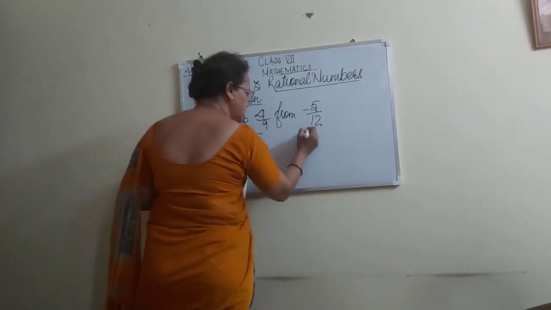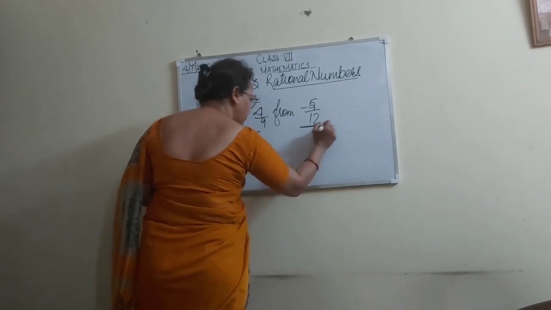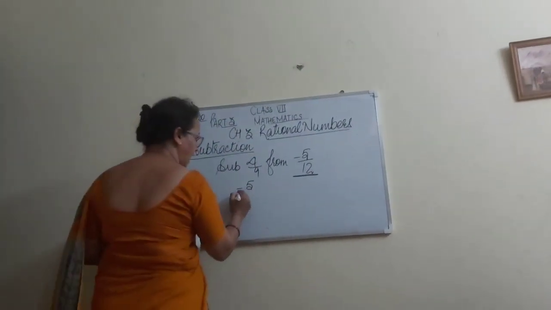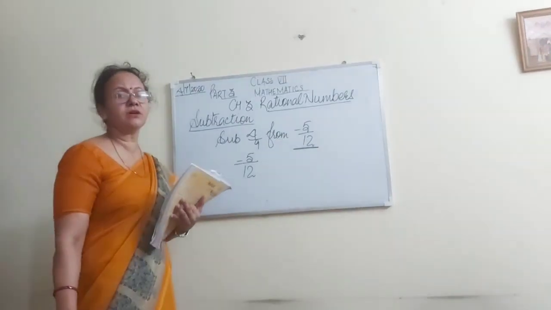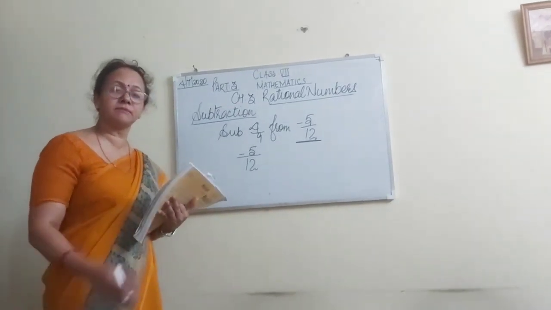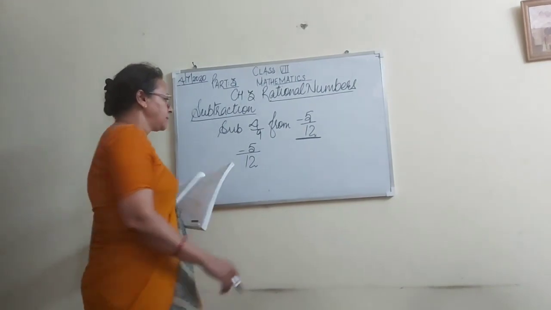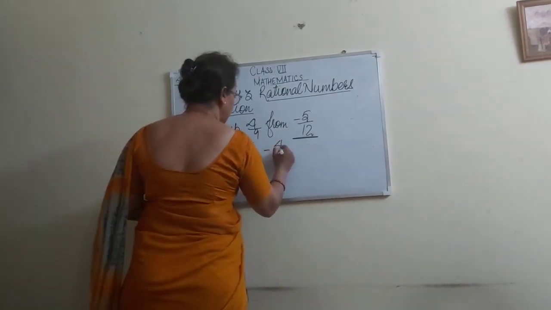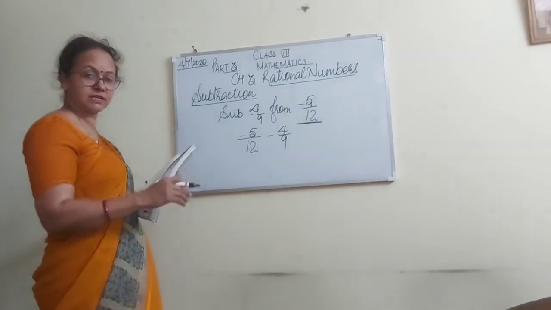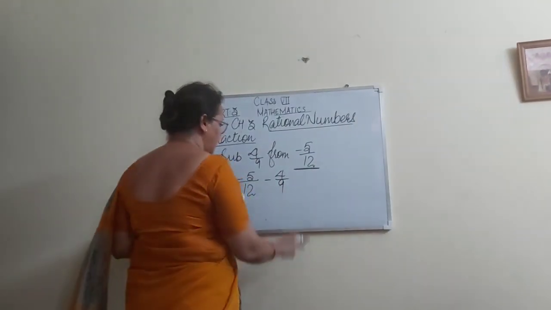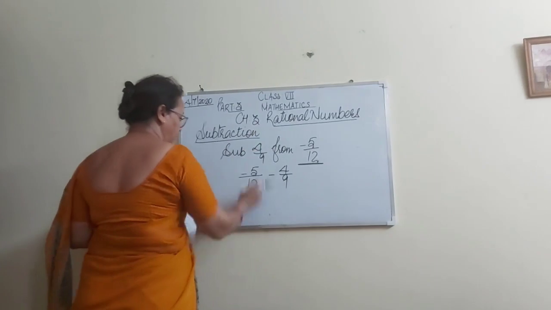Students, always keep it in mind whatever is written after "from", first of all, we have to write down that. Lots of people, even sometimes the seniors, make that mistake. So keep it in mind. First of all, what will we do? We will write whatever is written after "from", then minus because we are doing subtraction, then 4 by 9.